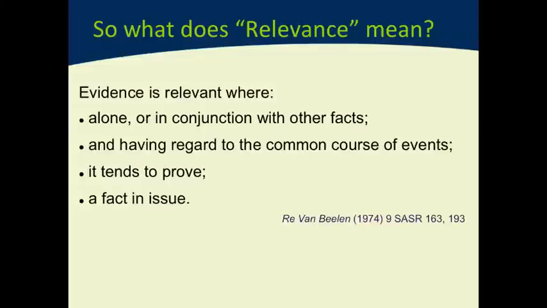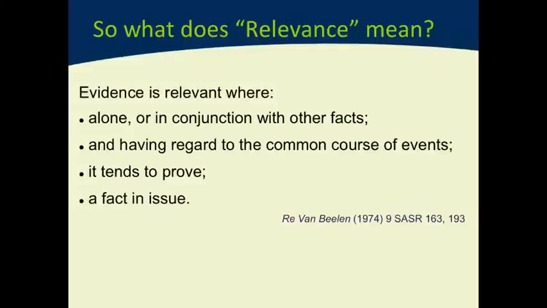And the definition is that evidence is relevant where, alone or in conjunction with other facts, and having regard to the common course of events, it tends to prove a fact in issue. So there are 4 elements there. The first is that evidence can be relevant alone or in conjunction with other facts. So some evidence is not going to immediately appear to be relevant because you have to combine it with other facts in order for the relevance of the evidence to become clear.